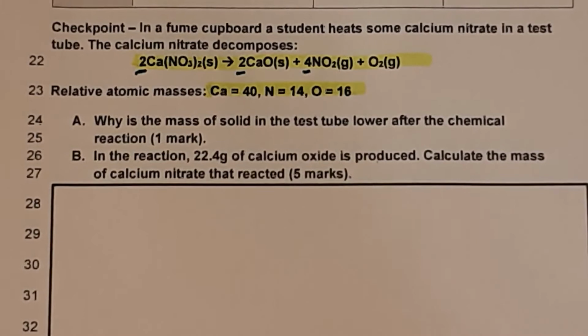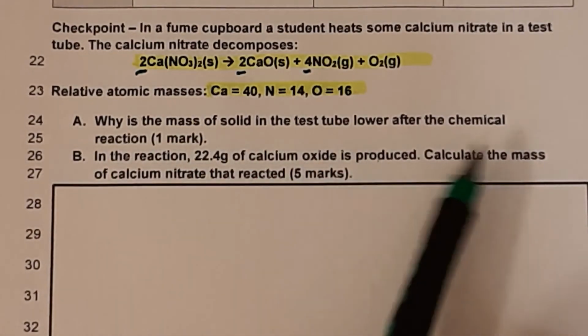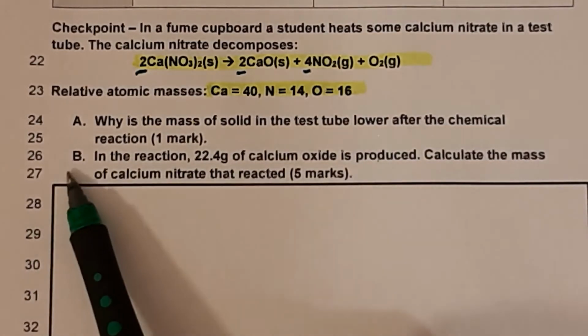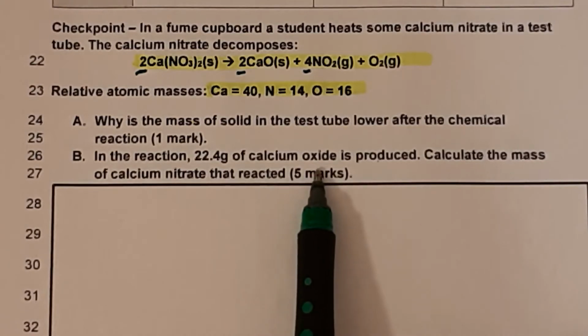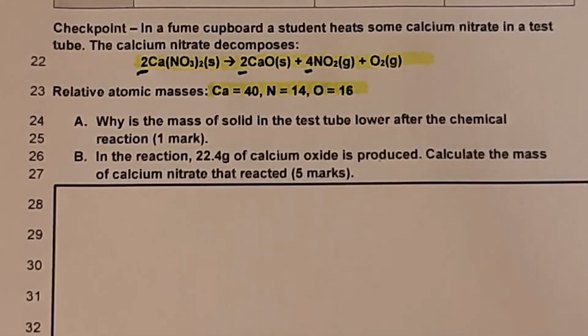So question A and B. For 1 mark, why is the mass of the solid in the test tube lower after the chemical reaction? Think about the products there. Why might the measured mass appear to be lower? Question B. In the reaction, 22.4 grams of calcium oxide is produced. Calculate the mass of calcium nitrate that reacted. And that is worth 5 marks. So pause the video whilst you do that, please.